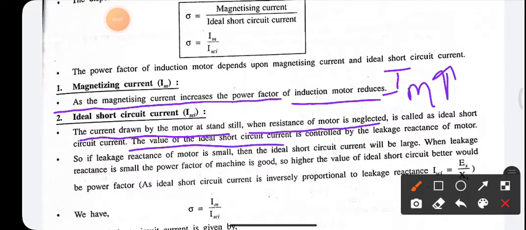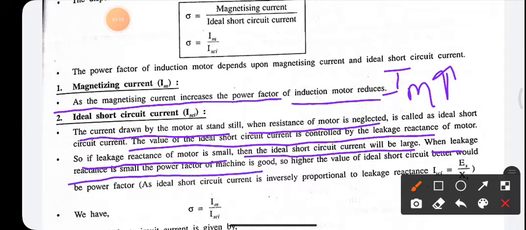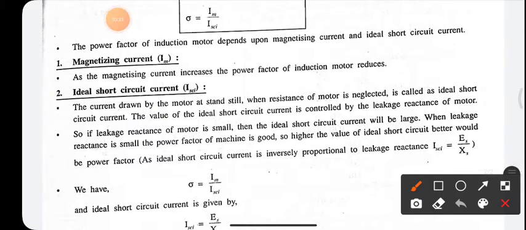The value of the ideal short circuit current is controlled by the leakage reactance of the motor. If the leakage reactance of the motor is small, then the ideal short circuit current will be large. And when the leakage reactance is small, the power factor of the machine is good. So the higher the value of the ideal short circuit current, the better the power factor. It is quite inverse compared to the magnetizing current: as the magnetizing current increases, power factor reduces, but as the ideal short circuit current increases, power factor improves.